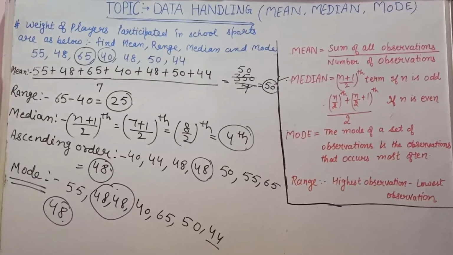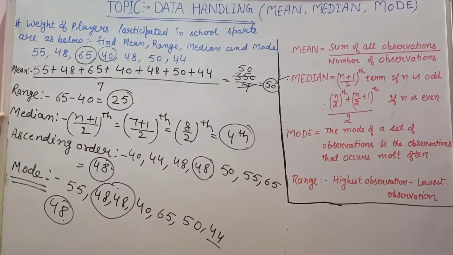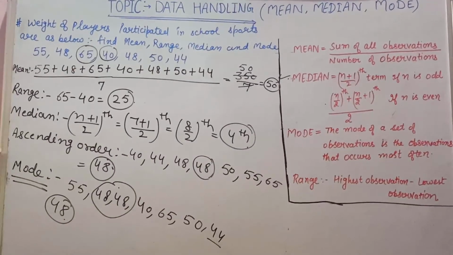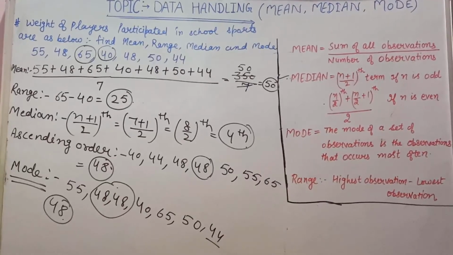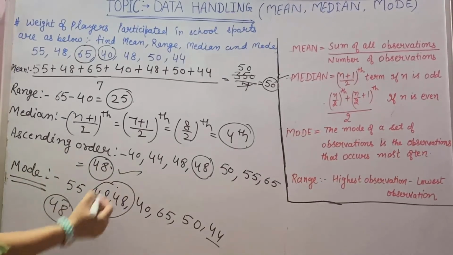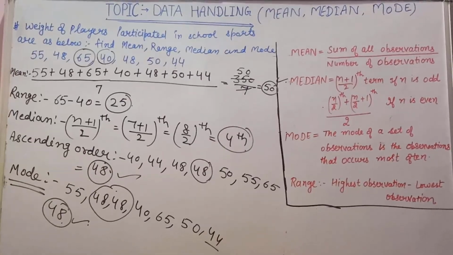It means the mean is 50, range 25, median we have 48 and mode is 48. That means median and mode have the same value, that is 48.